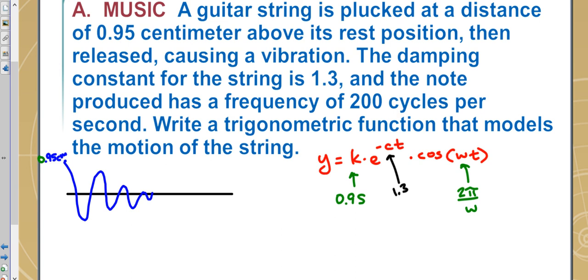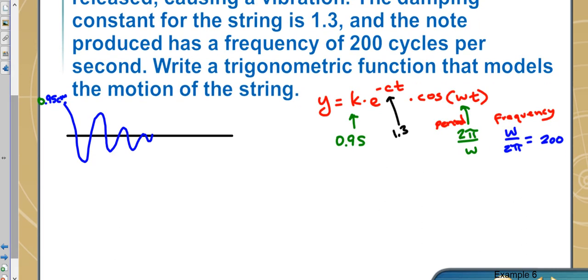So the frequency is the reciprocal of that. So W over 2 pi is our frequency, which they say is 200. If I wanted to get W by itself, I'm one step away. I need to label this so you can see that this is period there. This is for frequency. We flip it for frequency. So if that's the case, the only step you need to do is multiply by 2 pi.